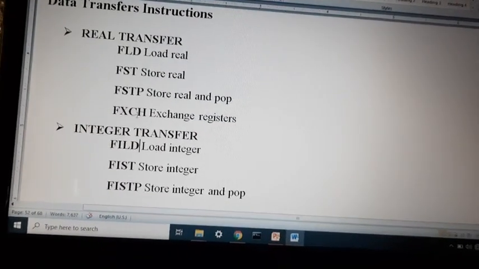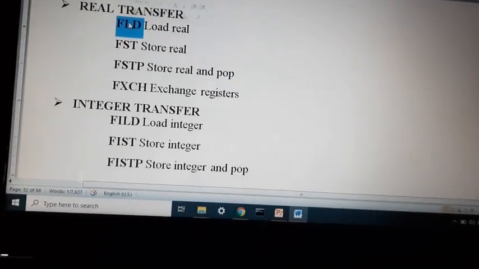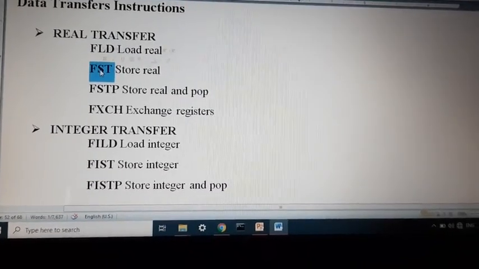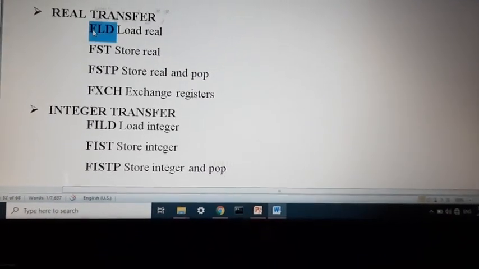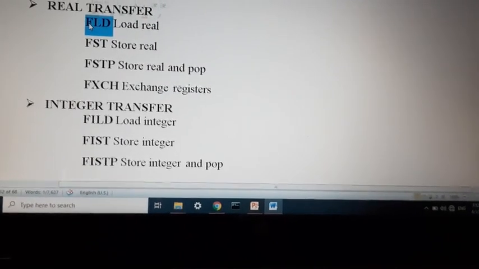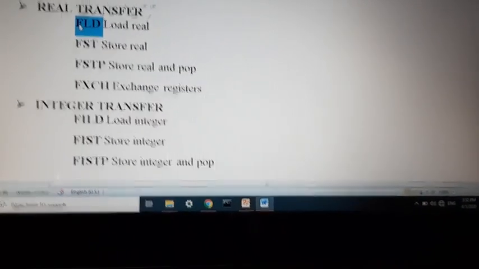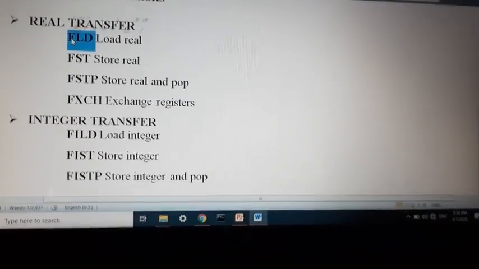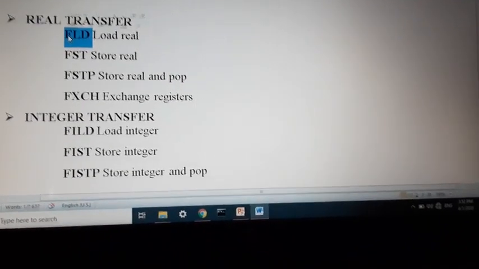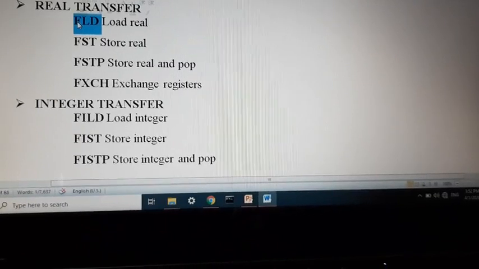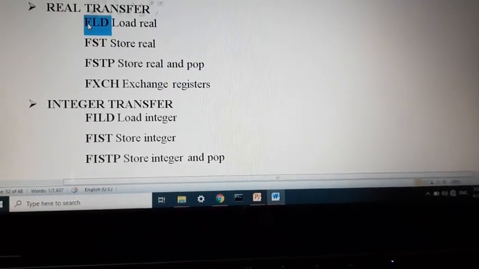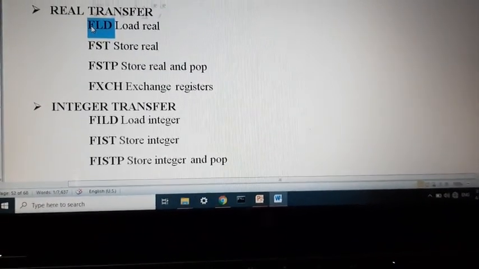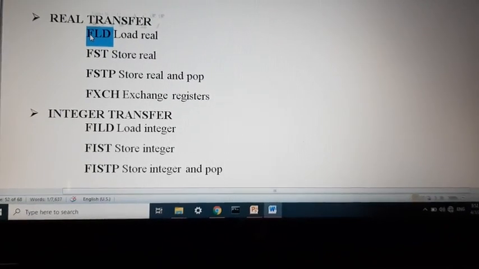Now when I am talking about the instruction FLD, we know that when load is there, we are always considering the source, and when store is there, we are always considering the destination. So for FLD you can have the syntax FLD and then source. It means that we have to load whatever is provided in the source to the top of the stack. How many elements are already in the stack doesn't matter. If 0 elements are there, the value given in the source is loaded onto the stack, and it will be considered the top of stack.